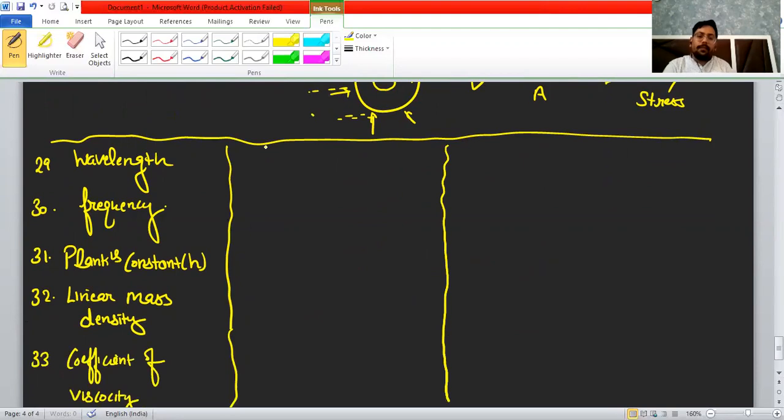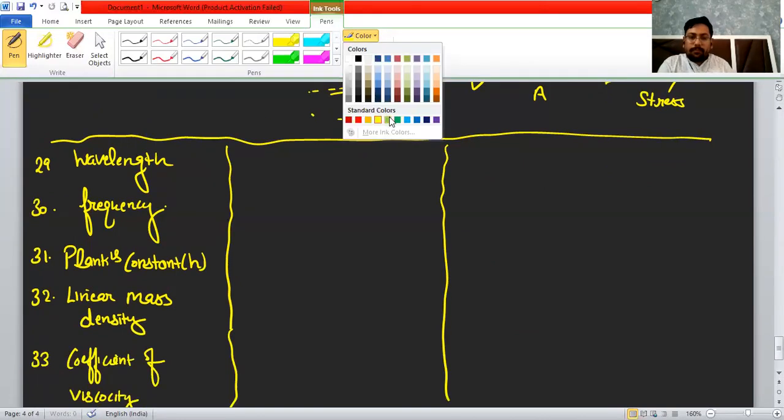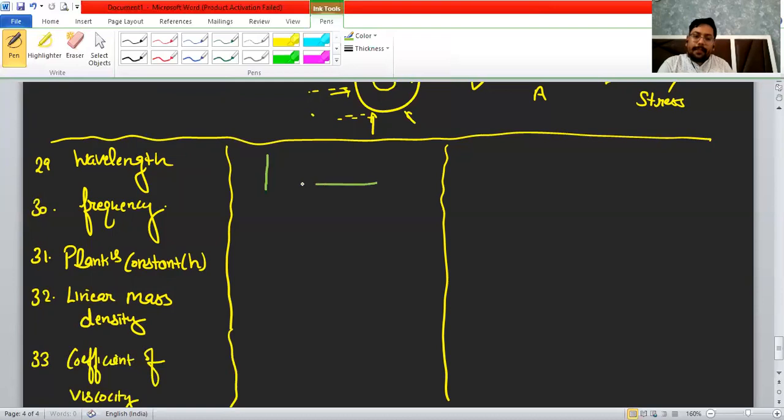We know it is the distance between consecutive crest, this distance between two consecutive crest or trough. So as it is distance, its dimensions are L, represented by length. Next is frequency. We know frequency is 1 upon time period. So time is t, so it is t minus 1.